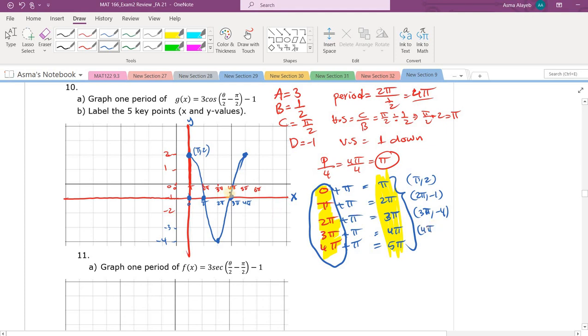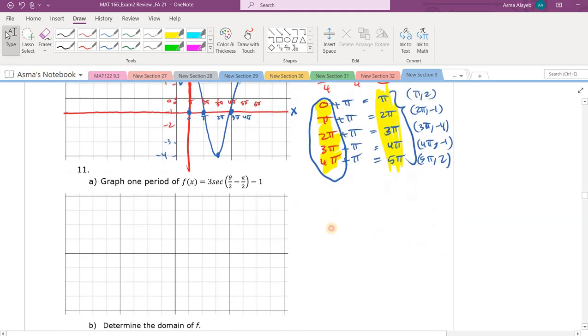And then 4 pi is at -1 again. So -1 is the new 0. And then 5 pi goes to +2. And this is how you're going to label your points, and this is how you graph. One period is enough. You can continue the graph, but you can just stick to one period.